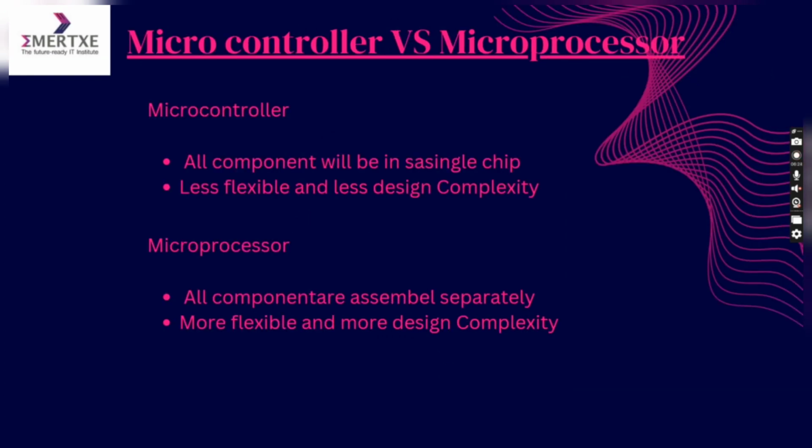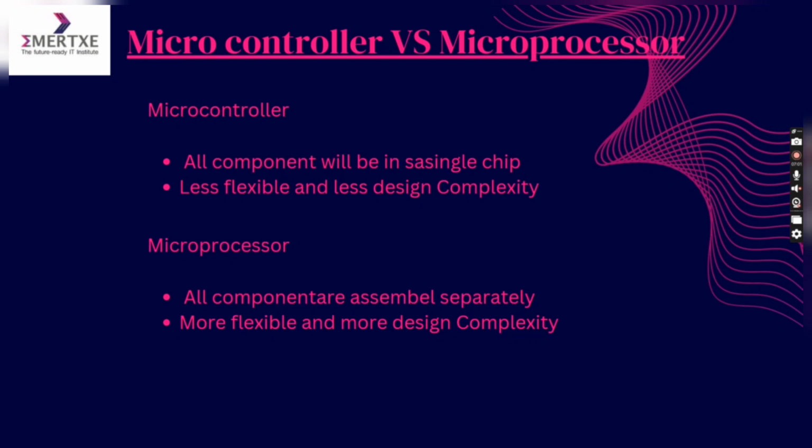Moving to the next slide, microcontroller and microprocessor. These are two types of electronic devices that are widely used in embedded systems and other applications. A microcontroller is a single chip that contains all the components needed for a specific function such as CPU, memory, input-output ports, timer, and other peripherals. A microcontroller is less flexible and less complex to design, but it is also cheaper, smaller, and more power efficient. Some examples of microcontrollers are Arduino, PIC, and AVR.